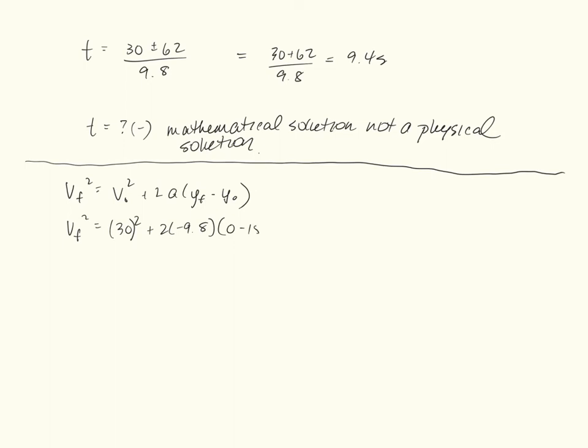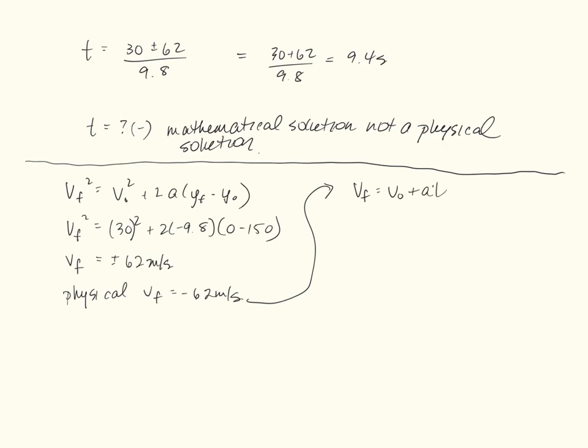I notice it's 0 minus 150. And we get V final is equal to plus or minus 62 meters per second. And here's where the physics knowledge has to come in. The velocity at that point is pointing downward, so the physical solution is negative 62. Now we can use that in our other equation to solve for t. So again, remember it's negative 62 equals positive 30 minus 9.8 times t, and no surprise we get t is equal to 9.4 seconds.